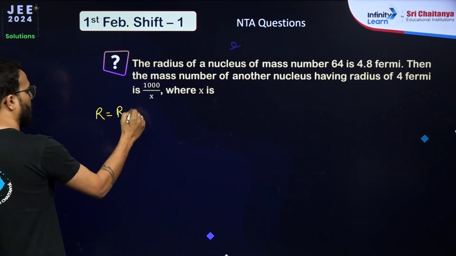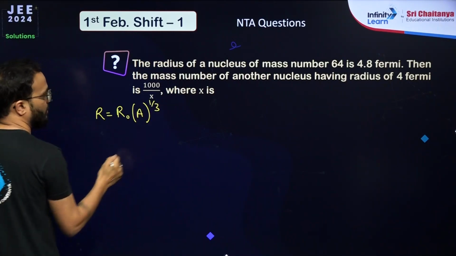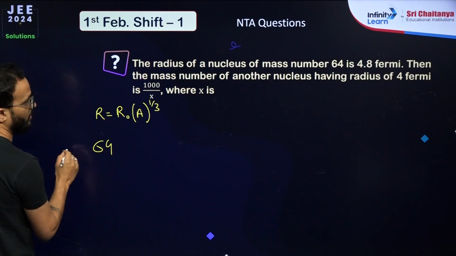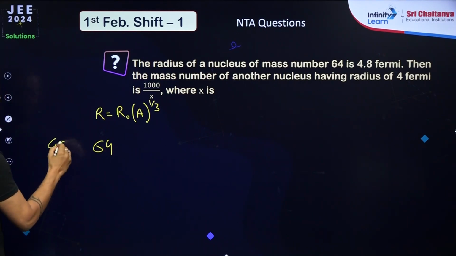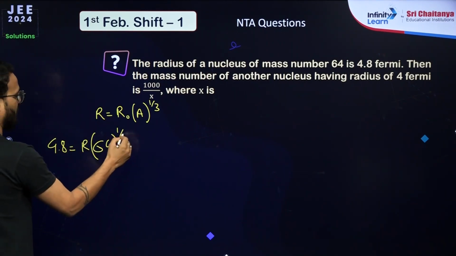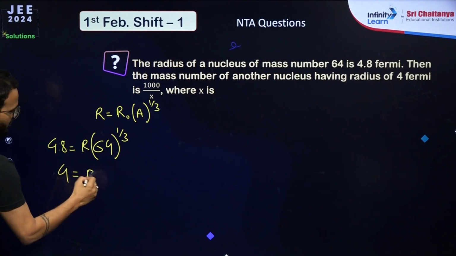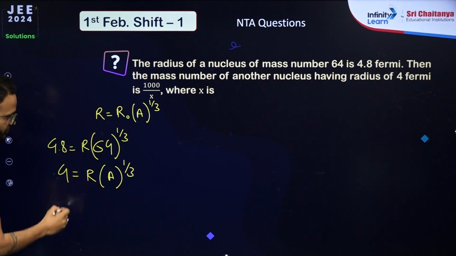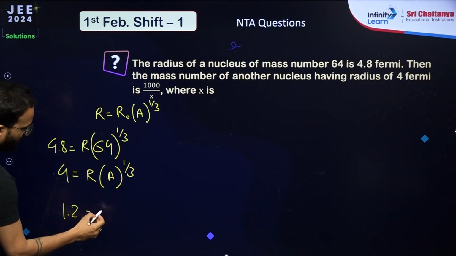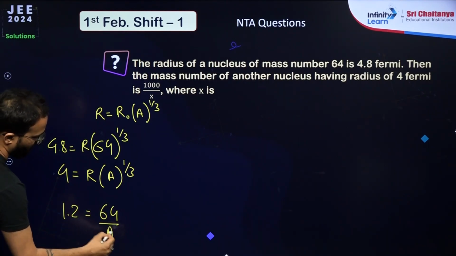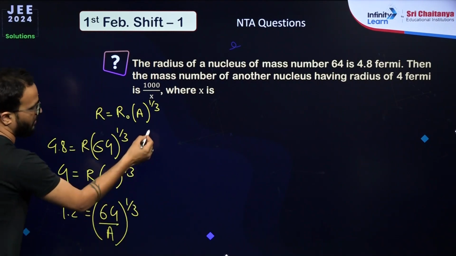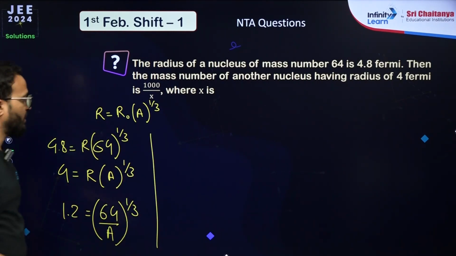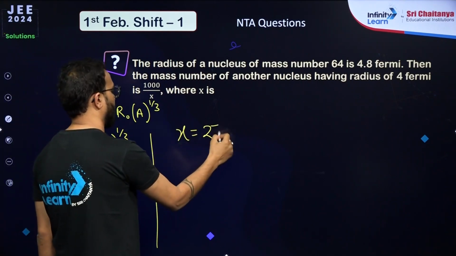Okay, oh god, very easy. R is equal to R naught into A to the power 1 by 3. So first is 64, oh, mass number. Acha. So 4.8 is equal to R into 64 to the power 1 by 3. And 4 is equal to R into A to the power 1 by 3. You take the ratio. 1.2 is equal to 64 by A to the power 1 by 3, right? So we can solve it, and x comes out to be 27.